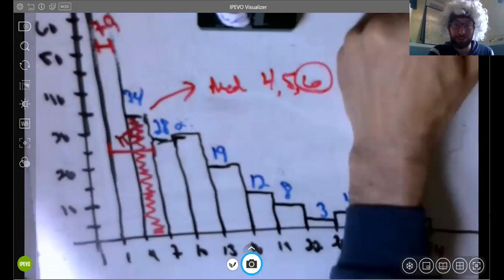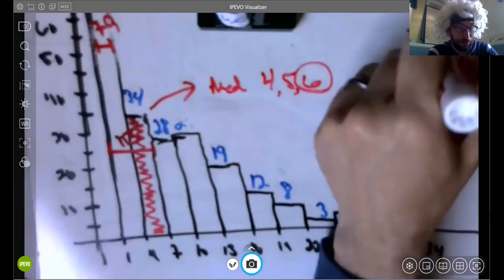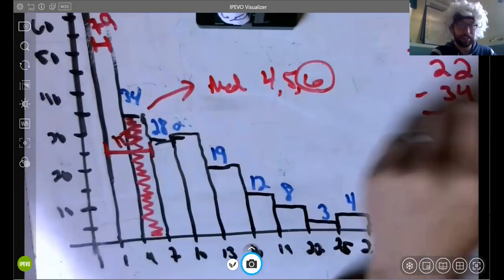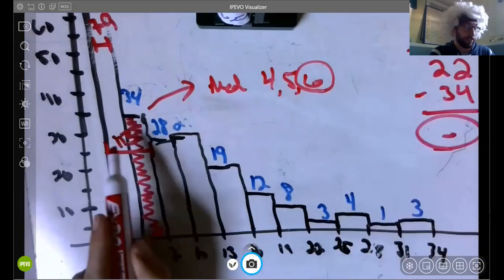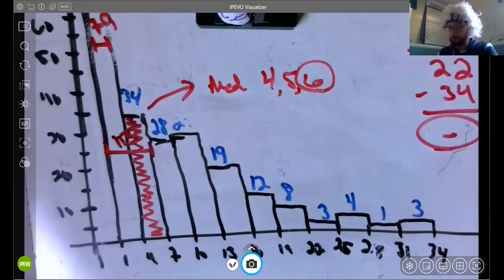Or we do that thing my student taught me: 111 minus the first bin, 79, gives me 32. And then when I subtract the second bin, 34, I get a negative, and that's how I know the median is in this second bin here. All right, so that's one way to do this.